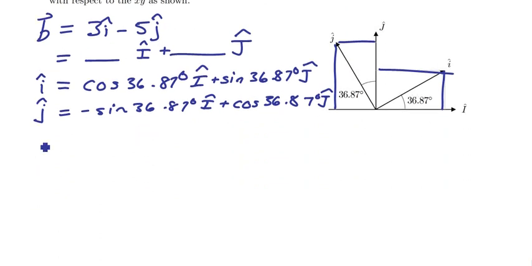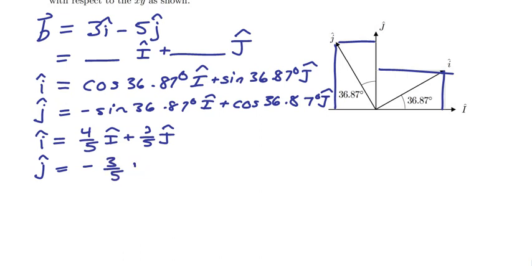Now the thing to keep in mind is that 36.87 degrees is the interior angle of a 3, 4, 5 triangle, which means I can rewrite this as little i is equal to 4/5 in the cap I, plus 3/5 in the cap J, and that little j is equal to minus 3/5 in the cap I, plus 4/5 in the cap J.